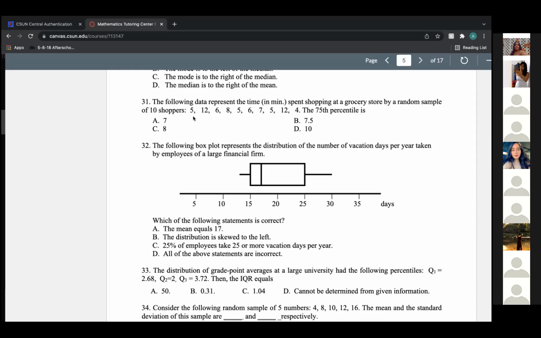Wait, would the 75th percentile also be known as Q3 or no? Q3, same thing. Okay, cool. Thank you. Was that Isaac? Was Isaac someone else? That was me, Isaac. Okay.